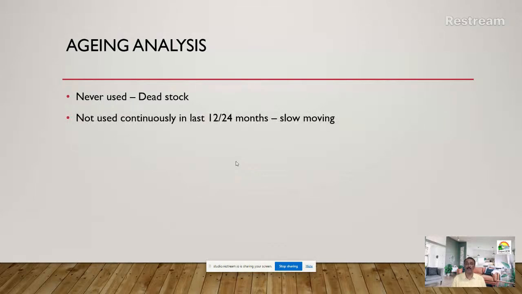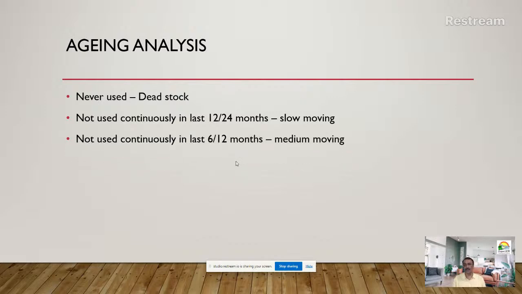Whereas if an item has not been used continuously in the last 12 months, not even one consumption in the last year, then you can classify it as slow moving. I have also mentioned 24 months because it depends upon the category of product you are dealing with. If you are in spare parts, you cannot declare items slow moving very fast, like a conventional manufacturing organization. In the spare parts market, maybe if you are not using it for 24 months, you can classify it as slow moving.